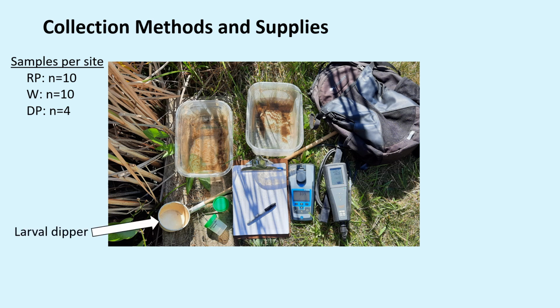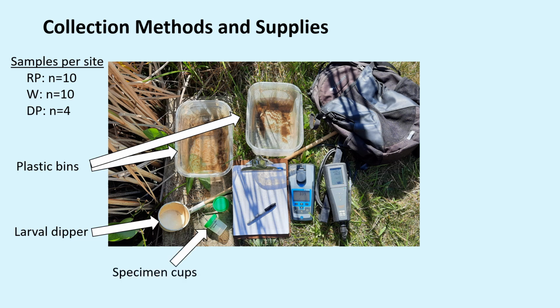Wherever we collected the samples, we used a standard larval dipper. We collected 3 cups of water and poured them into these plastic bins, and with those, we could look very closely at the water. Whenever we found any larvae in those, we extracted them with an eyedropper and put them in specimen cups. From there, we could take those specimen cups back to the lab and identify them to species.